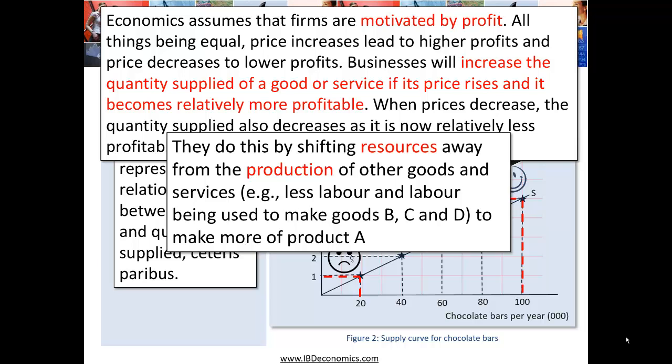Now firms will produce more or less of a product by shifting resources away from the production of other goods and services that are perhaps relatively less profitable. So they take the workers being used to make relatively less profitable goods B, C and D, and they will shift them into making more of product A, which would be relatively more profitable. A shift of resources.